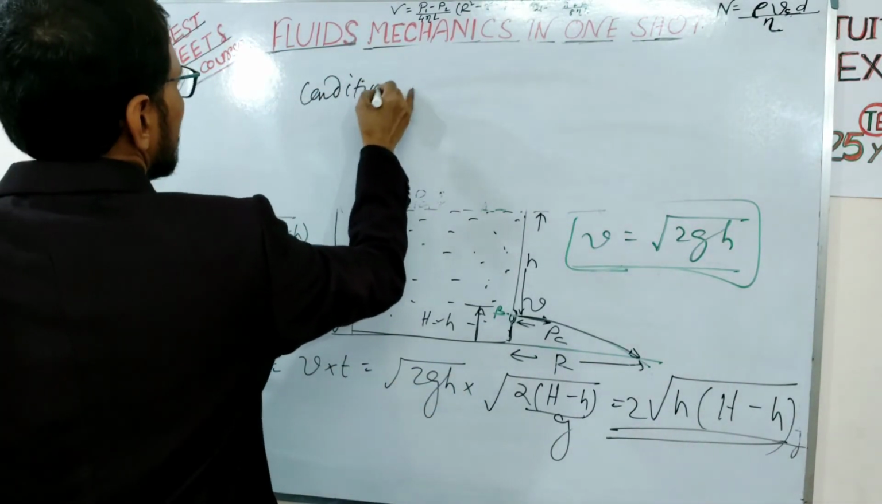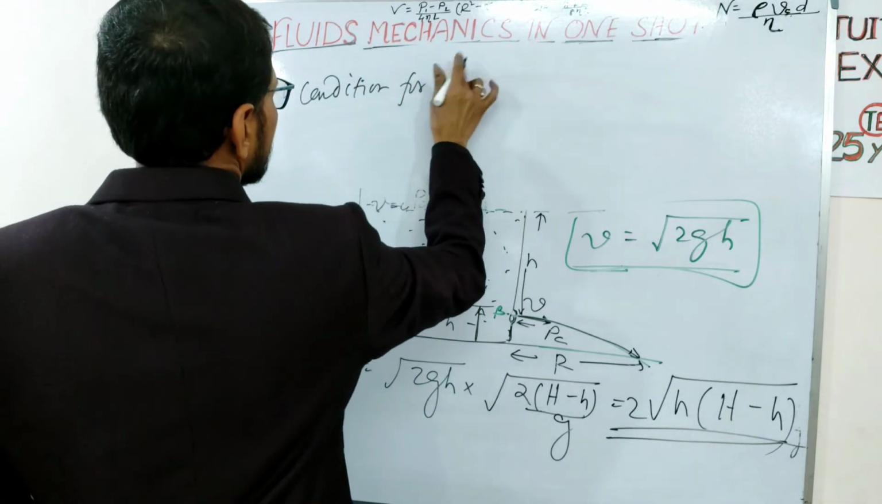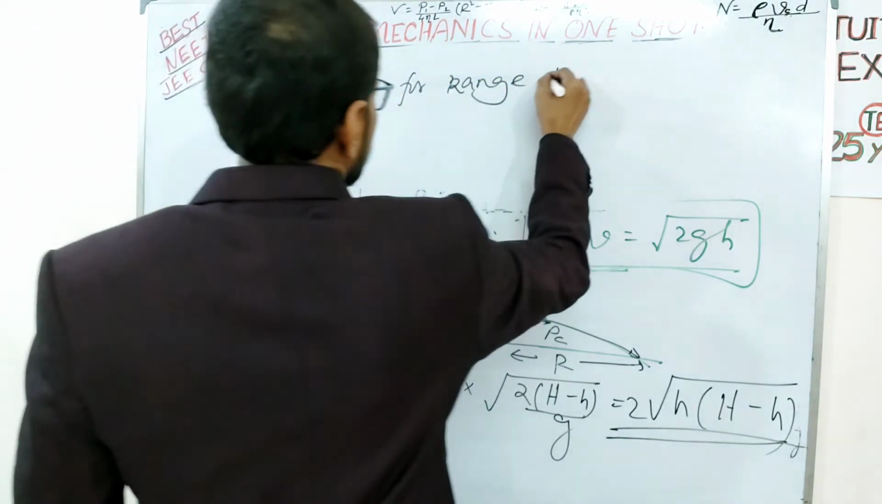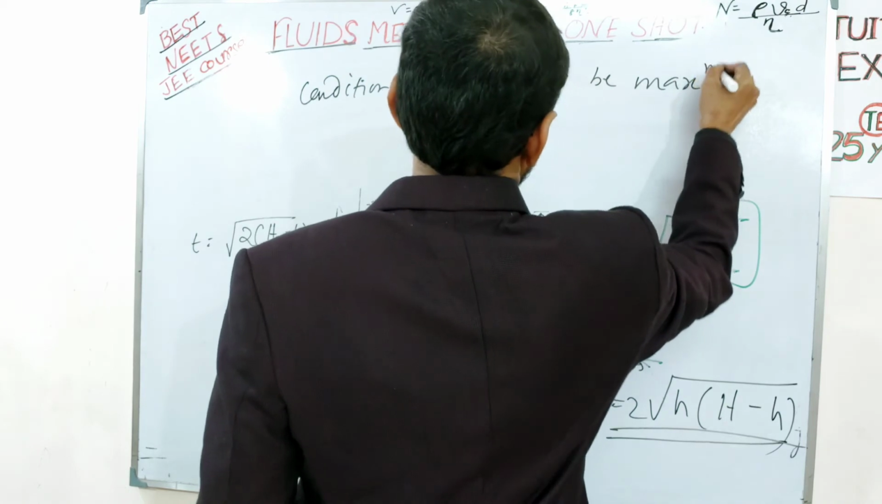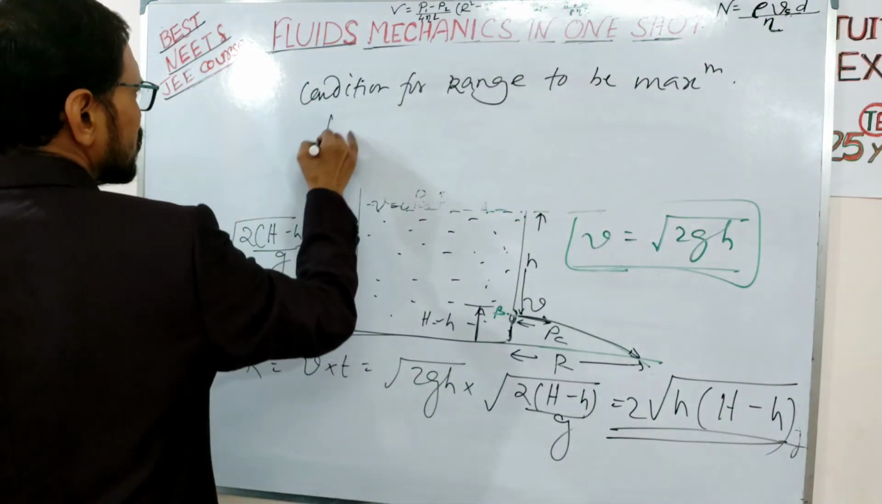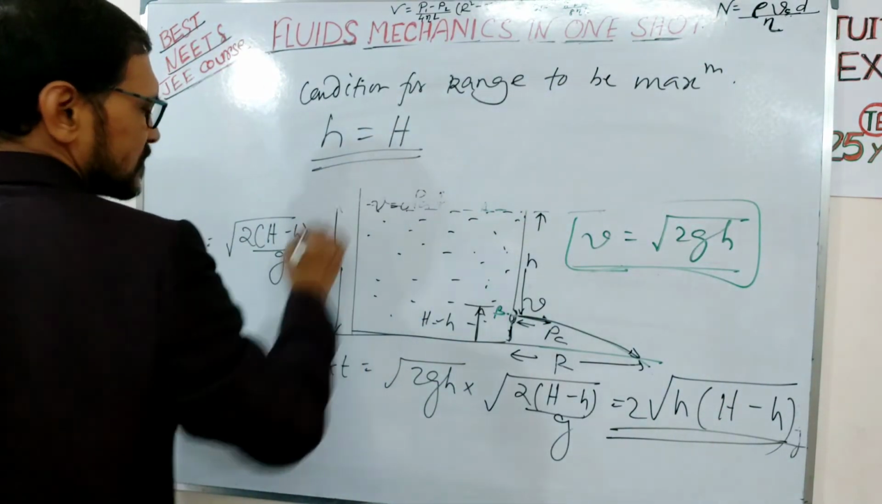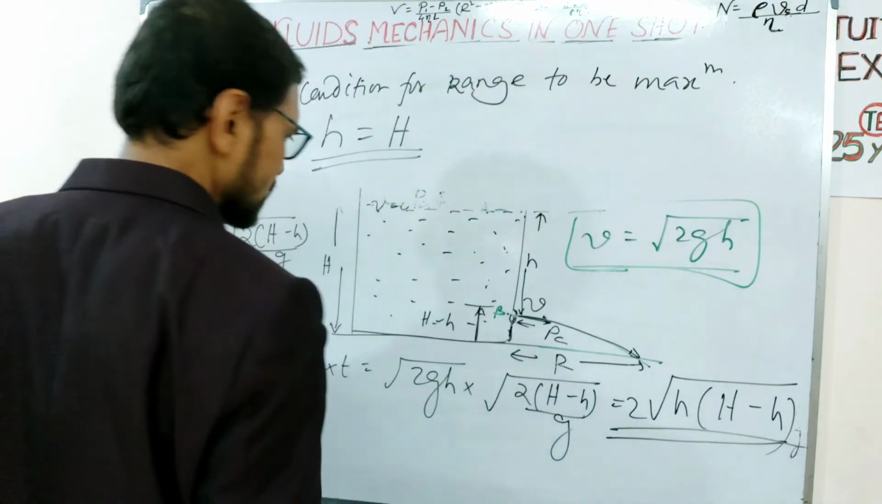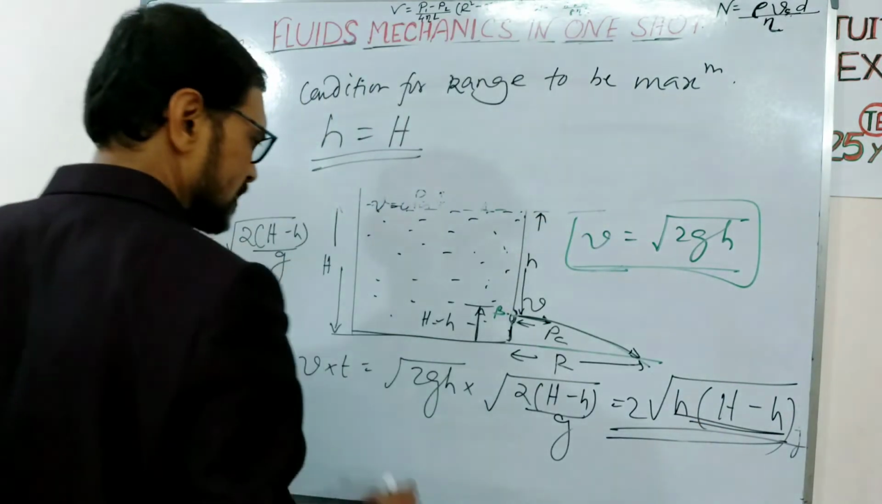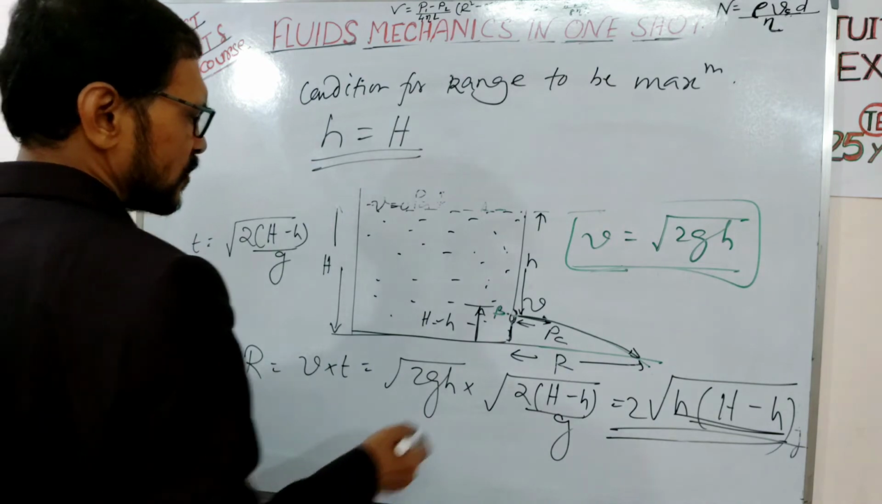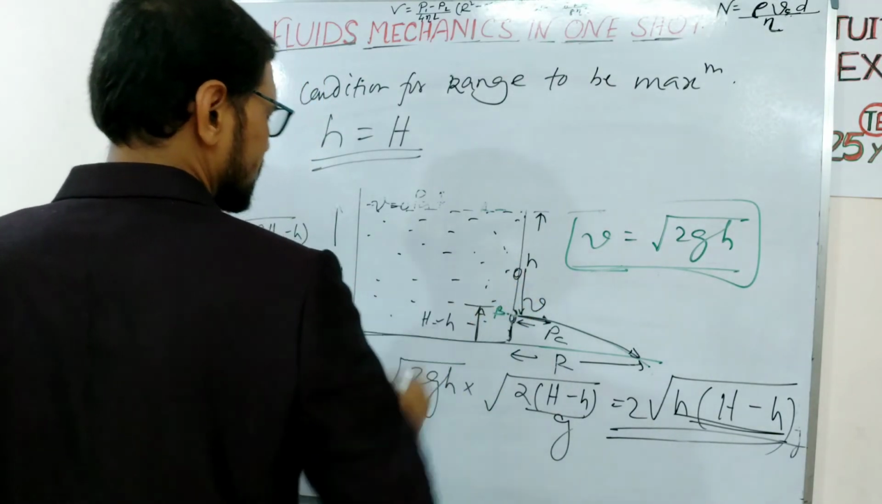Condition for range to be maximum is that h equals small a, capital H. So this is the condition for h to be maximum, because if we differentiate this, then we get the condition h equal to H by 2, that is, when the hole is at the midpoint, then the range will be maximum.